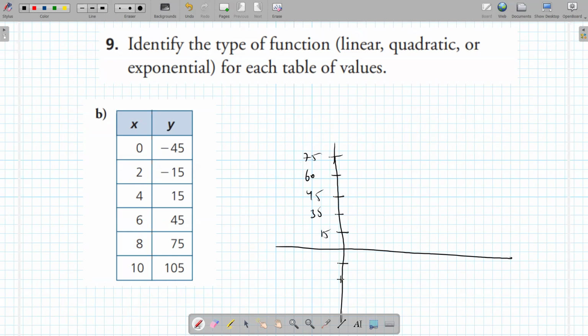-75, -15, -30, -45. You don't need to do this. We're just gonna make a prediction, and then we're gonna see what it actually is. So at 0, it's -45. At 2, it's -15. At 4, it's +15. At 6, it's 45. At 8, it's 75. At 10, it's 105.